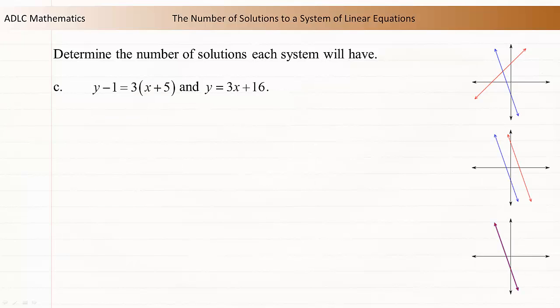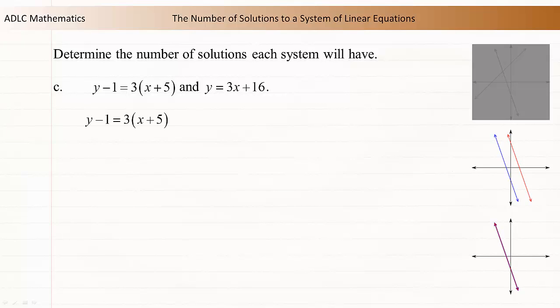Let's look at a third example. The slope of the first equation is 3, and the slope of the second equation is also 3. The slopes are the same, so the first type of graph is not a possibility. The y-intercept cannot be determined easily from the first equation, so let's rearrange it to slope-intercept form.